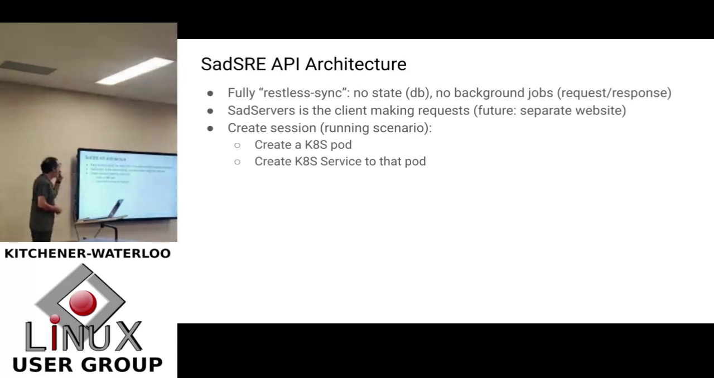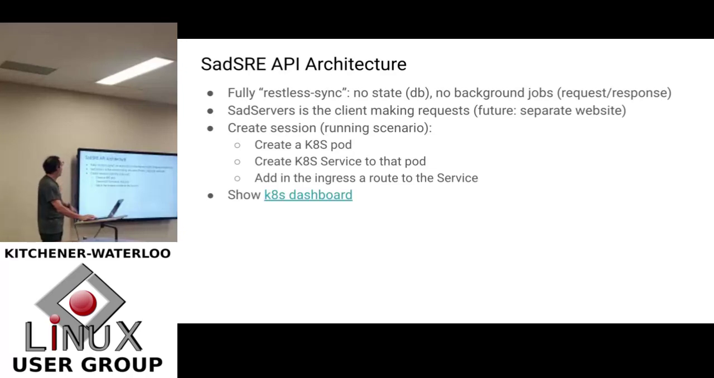So right now the architecture is, the cool thing is that there's no state, no background jobs, and the UI is decent enough. It has some challenges with people trying to abuse it, I'll talk about this in a minute, but more or less I solved that. Just to reiterate what create session does: a session is an instance of a scenario. It's a pod, a service, and an ingress route, and deleting deletes all of that. Show Kubernetes dashboard, already did. I think almost done.